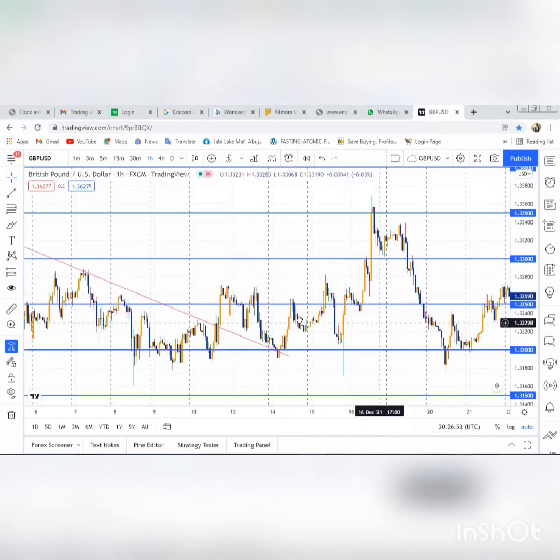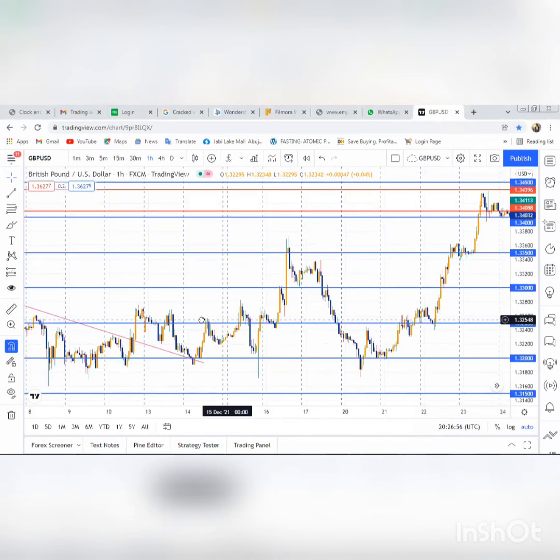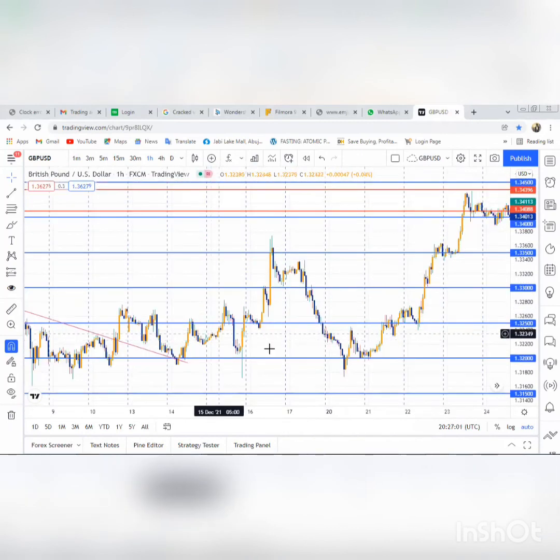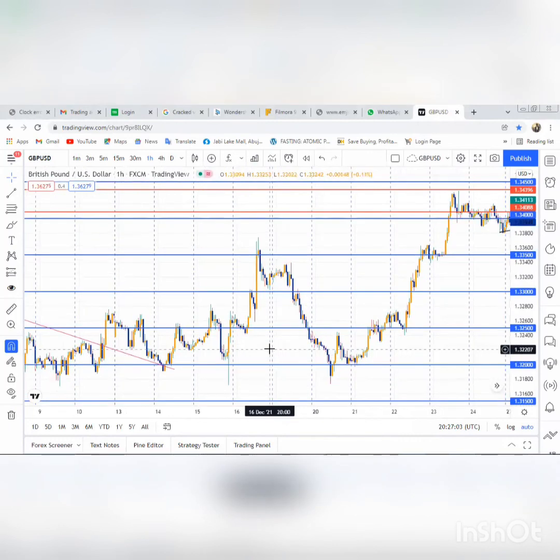And sometimes there are times whereby it just breaks the trend line and it tends not to retest it. You understand? That's just like the direct break.